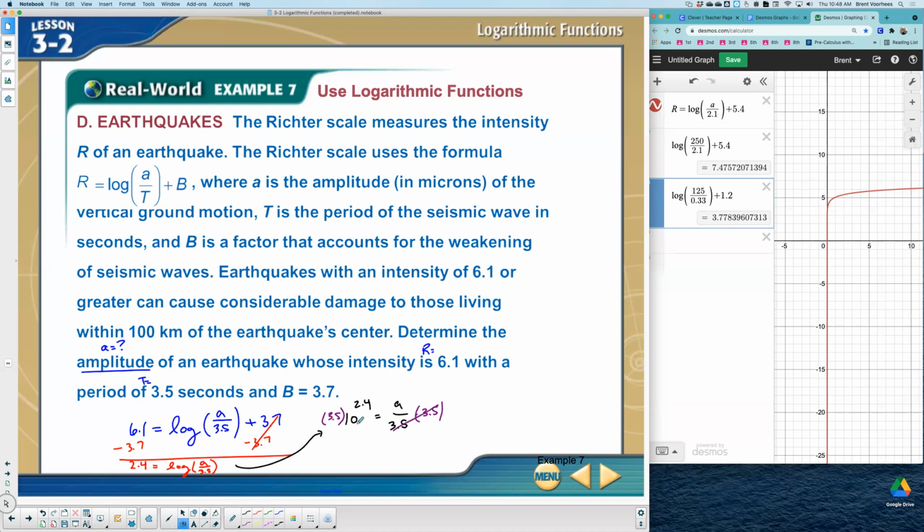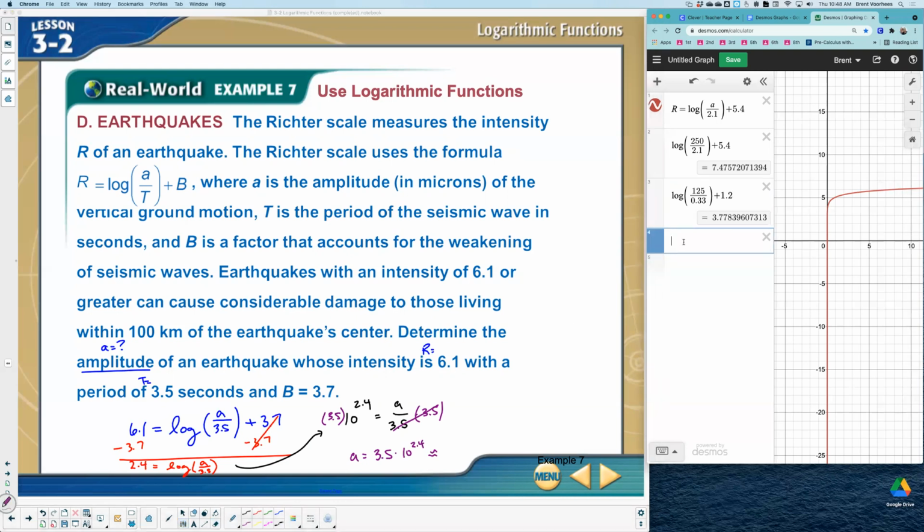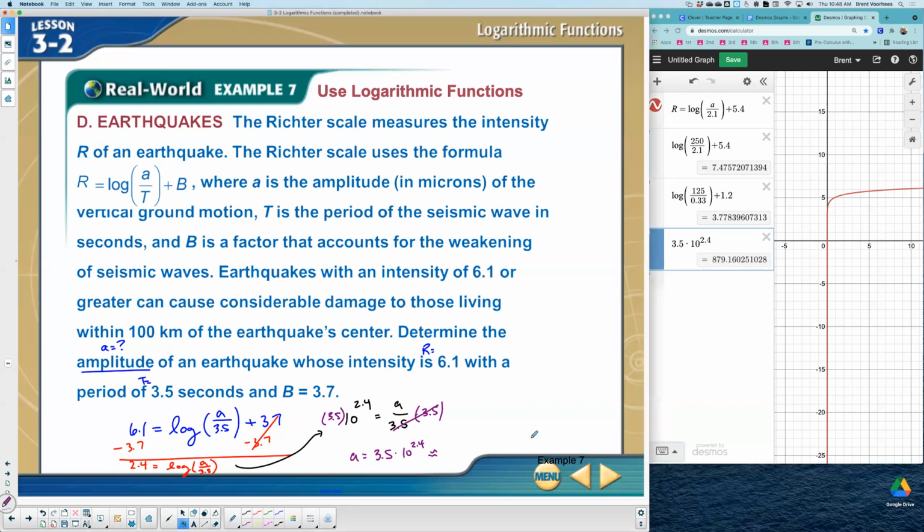Now, you would need to raise that to the power first, but either way, A equals 3.5 times 10 to the power of 2.4, which is approximately, let's see here, 3.5 times 10 raised to the power of 2.4, 879.16, and the unit for amplitude is microns. That would be my answer.